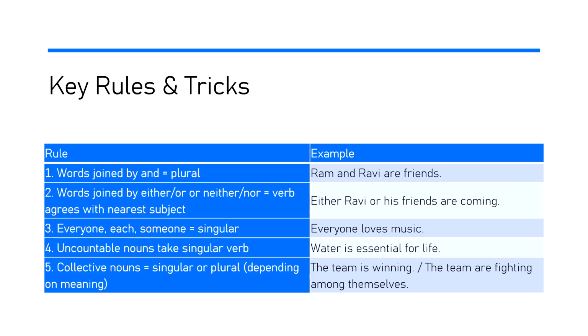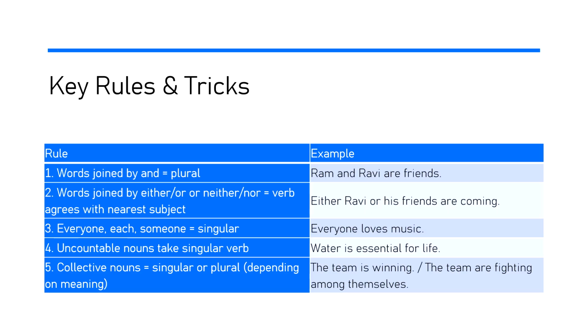Rule 3. Words like everyone, each, someone, anybody look plural but are always singular. We say everyone loves music. Think of them as referring to each person individually. Rule 4. Uncountable nouns always take singular verbs. For example, water is essential for life. Even though water seems like a lot, grammatically it is treated as a singular.